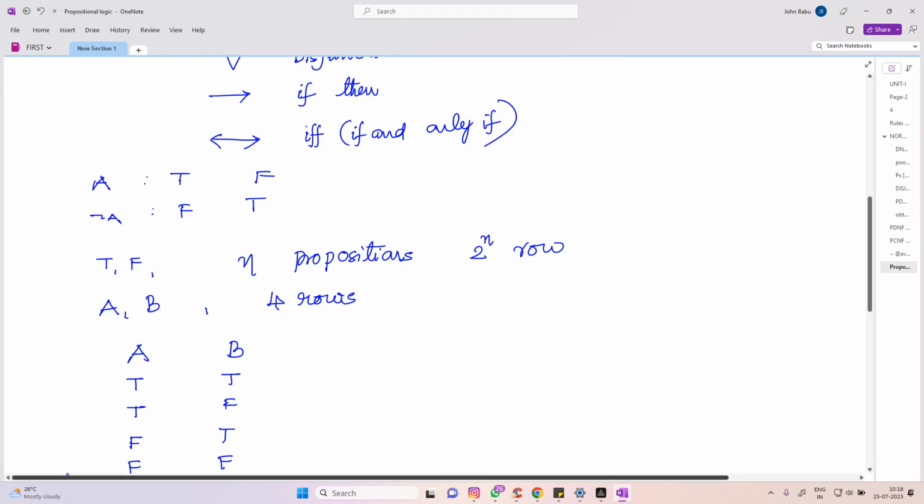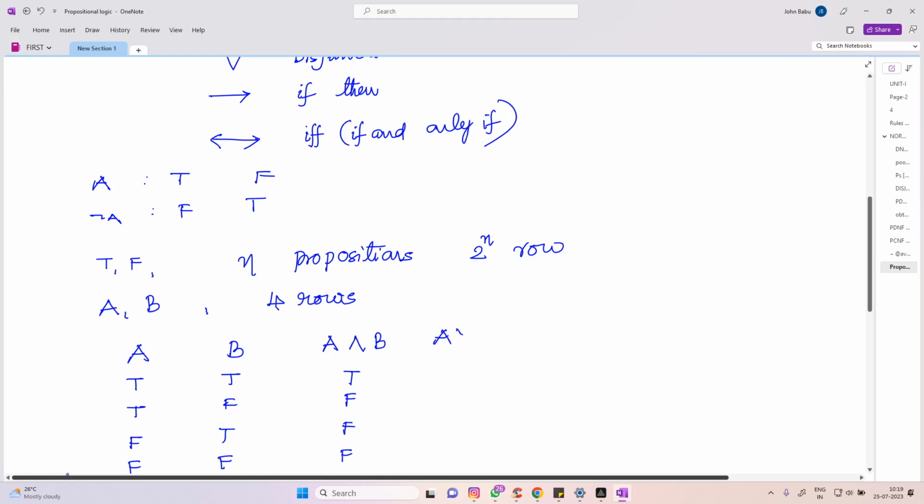Now coming to A conjunction B. This is something like multiplication. If you indicate true as 1 and false as 0, 1 into 1 is 1, so this is true. 1 into 0 is 0. 0 into 1 is 0. 0 into 0 is 0. So A conjunction B is true only when both propositions are true.